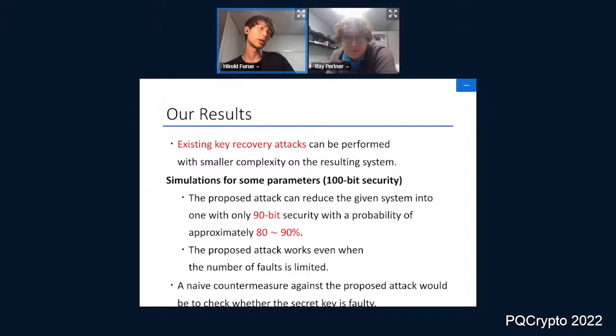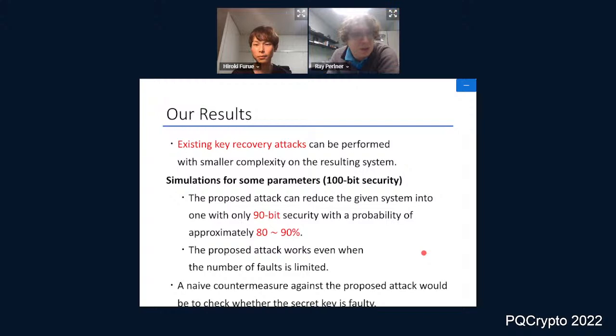Sorry, what is the probability? Can it reduce security more, with lower probability? The probability of reducing it to 30 or 40-bit security is non-negligible. Sorry, I don't have actual values here, but it's non-negligible. You can see my paper and confirm the probability about that. Thank you.